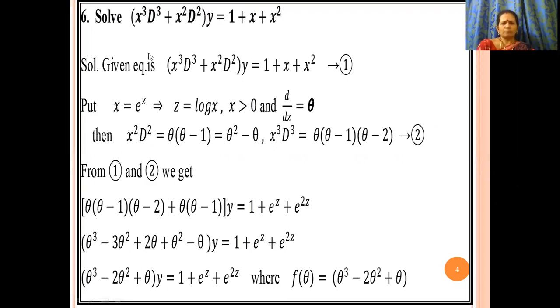Continuation of the previous lesson, this is another type of problem. Solve x cube D cube plus x square D square into y equals 1 plus x square. Now apply the Cauchy-Euler transformation. We will get f of theta equals theta cube minus 2 theta square plus theta, and Q equals 1 plus e power z plus e power 2z. This Q we are going to use for the construction of the y p.